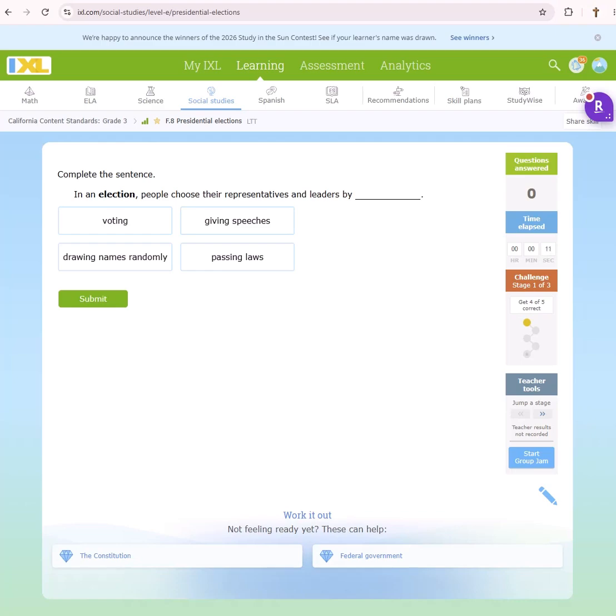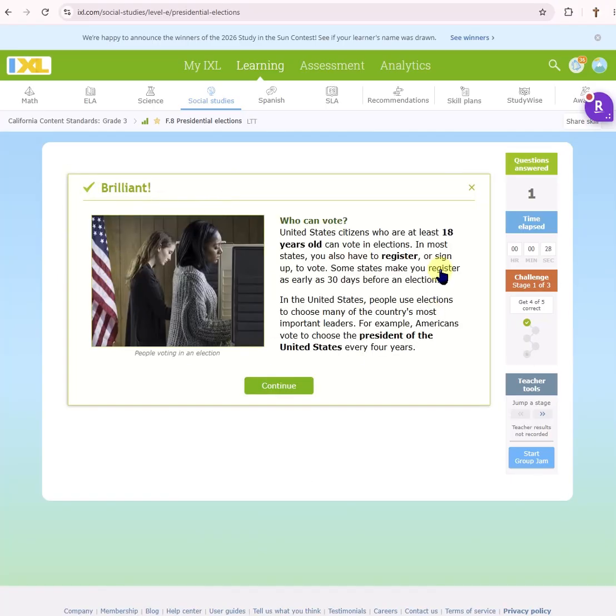IXL is great, but the problem with science and social studies is that it doesn't have the lessons. So you can see that the questions are here, and then afterward, it has a small lesson about it. So what we did was we went through the quizzes, we downloaded the mini lessons, and then we put it all into a lesson plan. And we're going to show you how we use that lesson plan in ChatGPT to have an interactive learning experience.